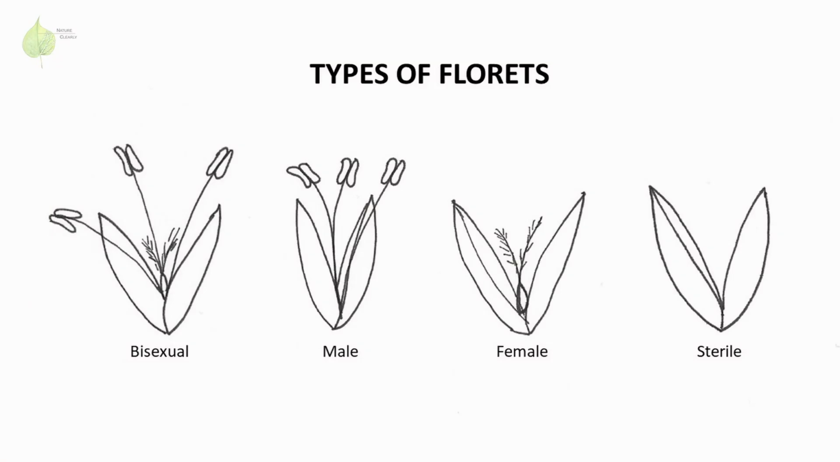Remember, grasses are wind-pollinated, so their flowers have evolved different features than those that rely on animal pollinators for their pollination. And while I've been showing you a bisexual floret, which has both male and female reproductive structures, note that some florets might be only male, or only female, or even sterile. Now that we know what a grass flower looks like and what a floret is, let's start zooming out to learn about other parts of a grass plant.